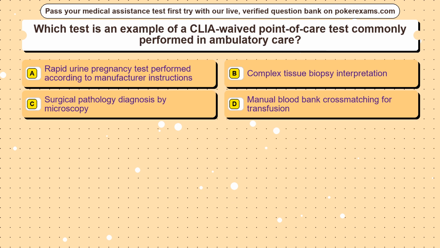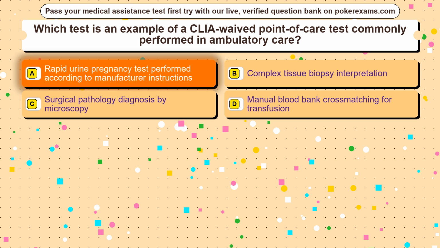Question 13. Which test is an example of a CLIA-waived point-of-care test commonly performed in ambulatory care? Option A. Rapid urine pregnancy test performed according to manufacturer instructions. Option B. Complex tissue biopsy interpretation. Option C. Surgical pathology diagnosis by microscopy. Option D. Manual blood bank cross-matching for transfusion. The correct answer is option A.